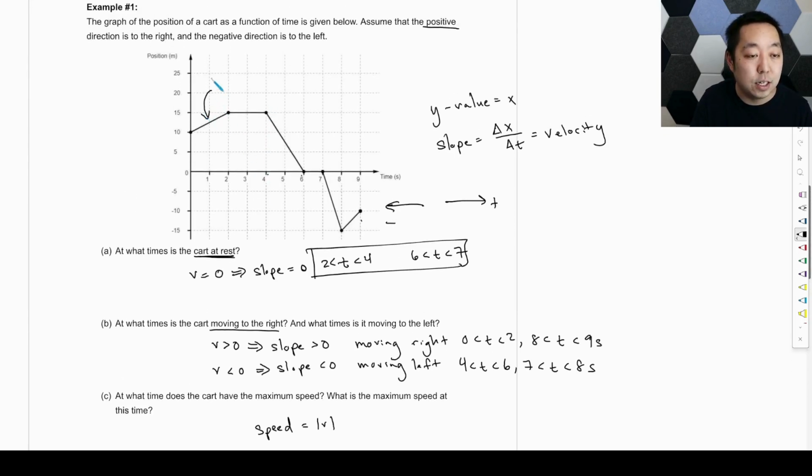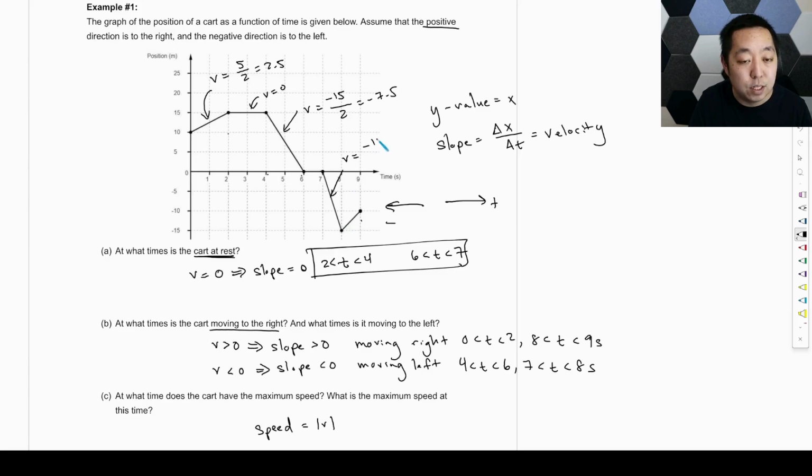So the velocity here, that slope is going to go over 2 and up 5. So that's 5 over 2, and that's 2.5. The slope here is 0, so here the velocity is 0. Here the velocity is this slope, goes over 2 and down 15, so it's minus 15 because it falls 15, it goes over 2, and that's negative 7.5. This slope here is 0. This velocity here, again, goes over 1 and down 15, so that's minus 15 over 1. That's negative 15 meters per second. Don't forget the units here.